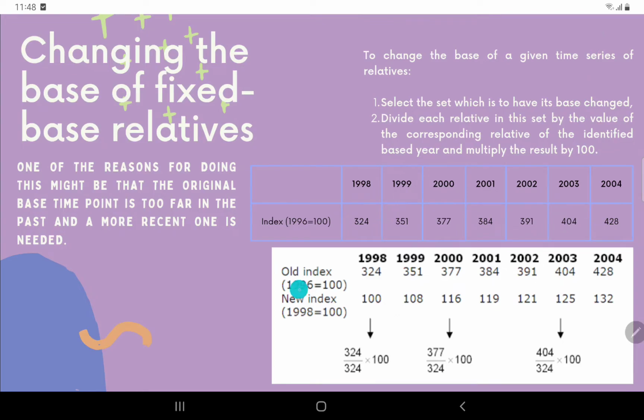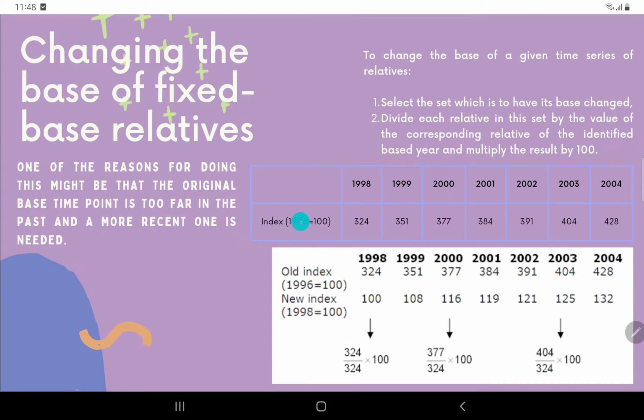Okay, let's say the old base, base asalnya, base dia dalam soalan ni base-nya tahun 1996, which is too far. Kita nak ukur untuk tahun 2004. So 1996 tu adalah sangat jauh daripada 2004. So maybe we need to change the base lah.